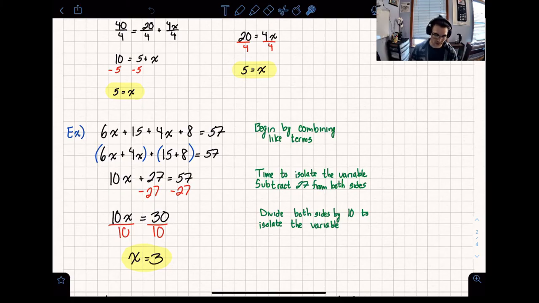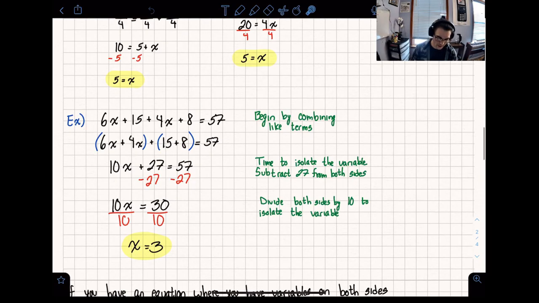So the first thing we want to do is group the like terms together so that we can combine them. Here, our like terms are 6x and 4x because they both share the variable x. They are like terms. And over here, our like terms are 15 and 8 because they are both constants. So now we can combine these. 6x plus 4x gives me 10x. And then 15 plus 8 gives me 27.